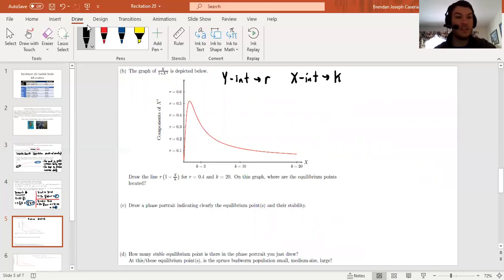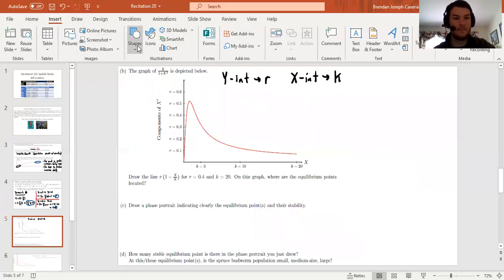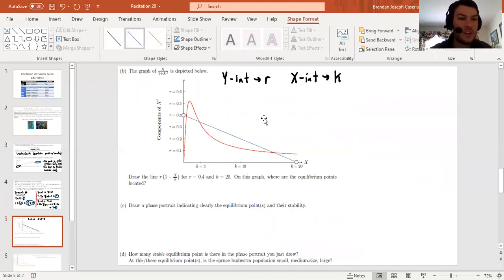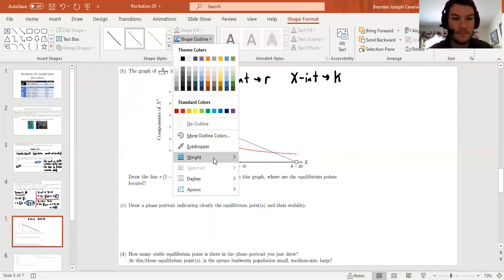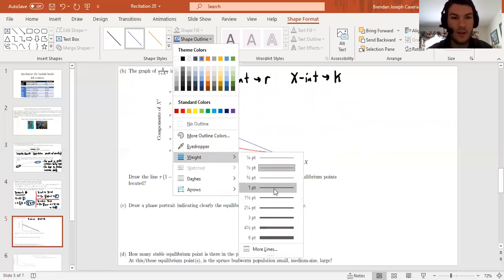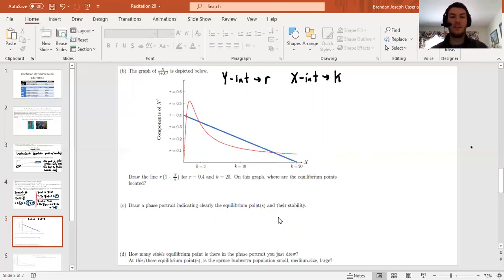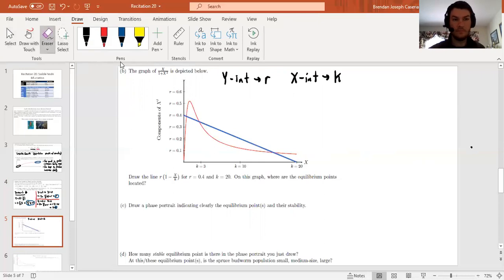Okay. So with that information, it's quite easy to draw the line. We know the y-intercept is at r, so if r is 0.4, we're going to put the y-intercept right there. And if k is 20, that's where the x-intercept is. So our line should look something like that. Let's make it a little thicker. That didn't help. Let's make it even more. That's better. Okay. So we have this line now.